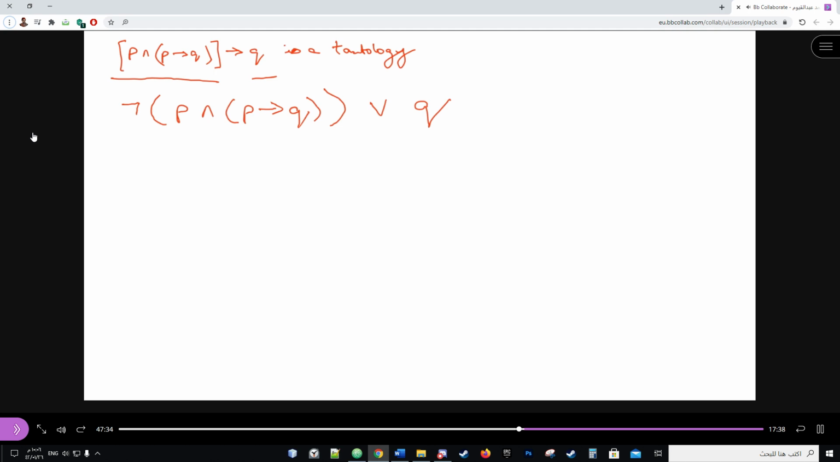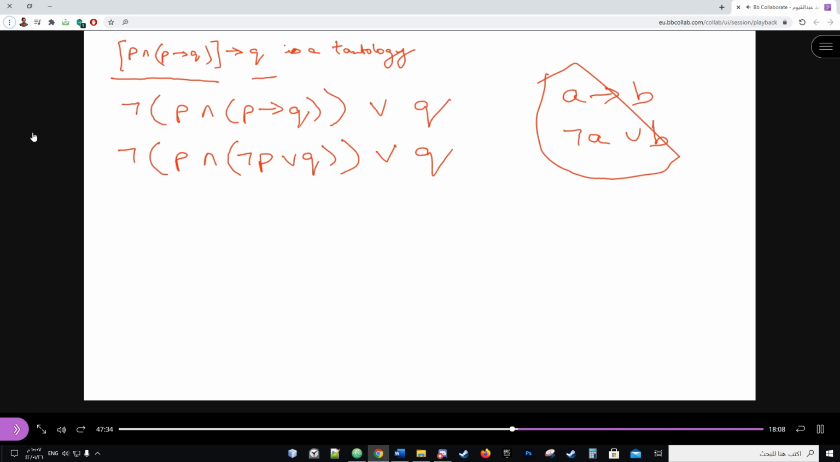Second, we can get rid of the other implication, the one inside. This becomes not P or Q. Okay. If you don't understand each step, please ask me. So I just removed two implications. If we have an implication like this, it means not A or B. So I've applied that here, I've applied that here, both of those. Yes.